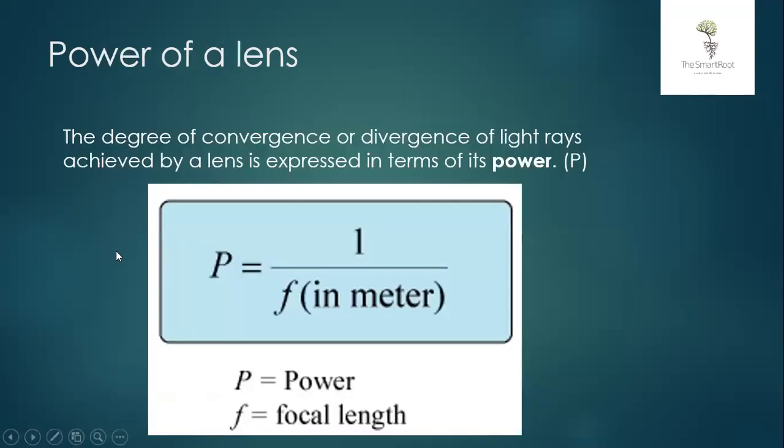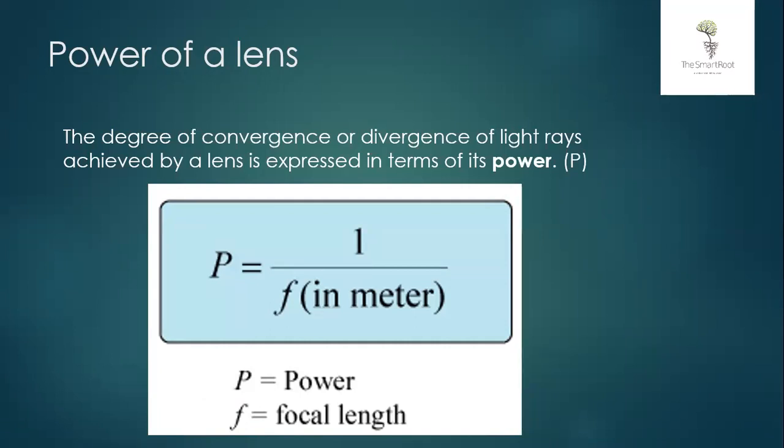And then here in lens, you will get one more thing called power. That is nothing but the degree of convergence or divergence of light rays. So a lens has the ability to converge or diverge, right? The degree through which it can converge or diverge is called power, and power is equal to 1 by f, and f is always taken in meters.